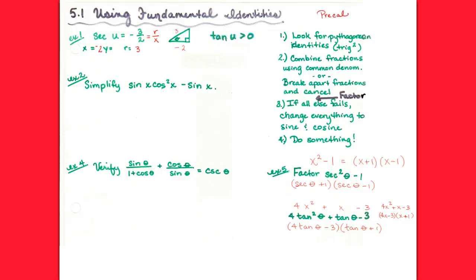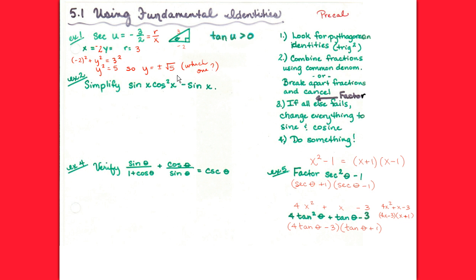It has to be negative 2. How do I find y? If I know x and r, yes, Pythagorean Theorem. So I'm going to go through and do x squared plus y squared equals r squared. The only problem is I don't know if y is positive or negative once I take the square root. What does it depend on?